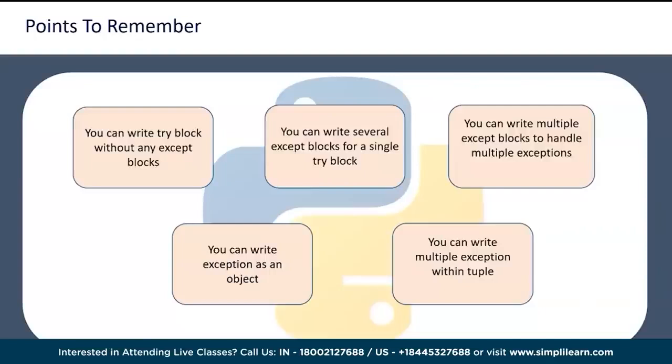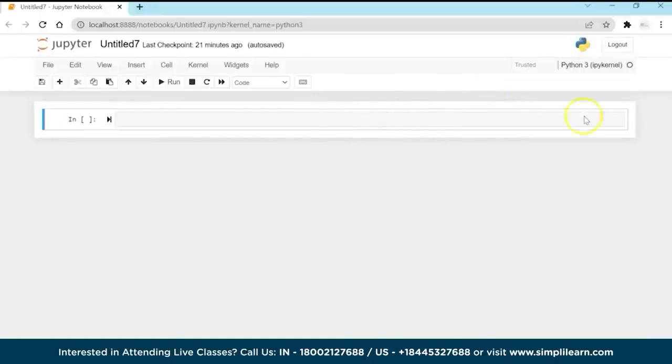Also, you can write multiple except blocks to handle multiple exceptions. It's almost the same thing. And you can write the exception as an object. You can also print or capture an exception as an object, or you can write multiple exceptions within a tuple. You can capture the multiple exceptions, add them to a tuple, and throw them. Okay, so now let's take a look at certain examples which we want to run for better understanding of exception handling.